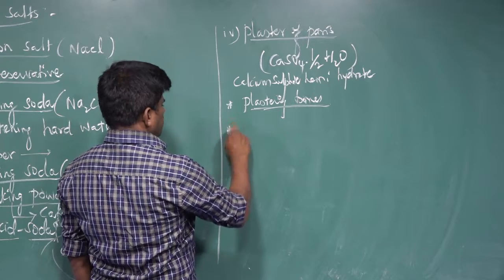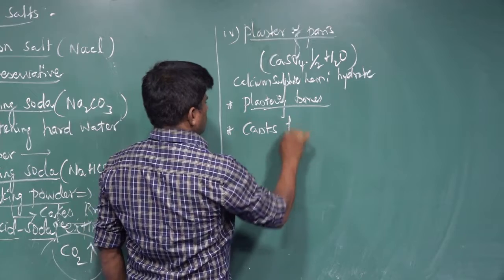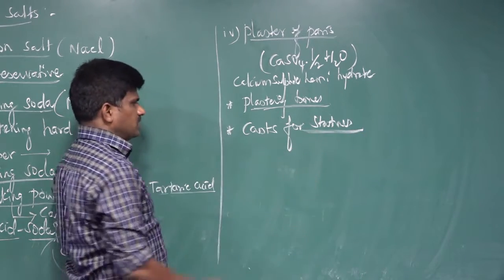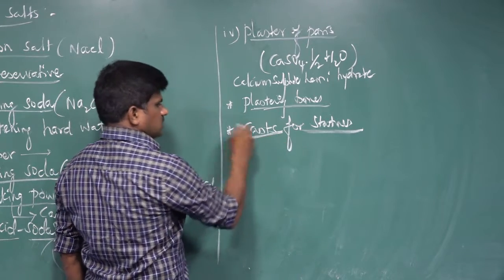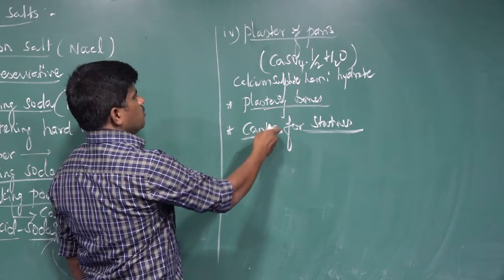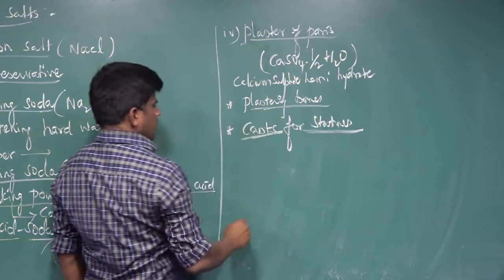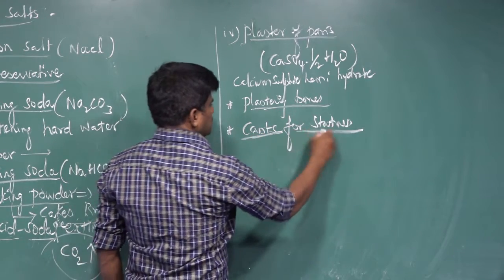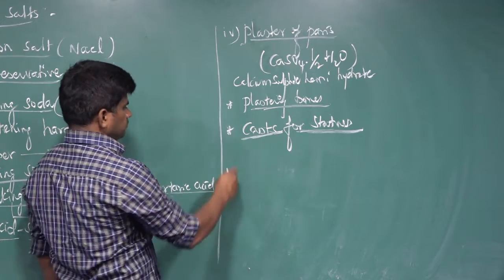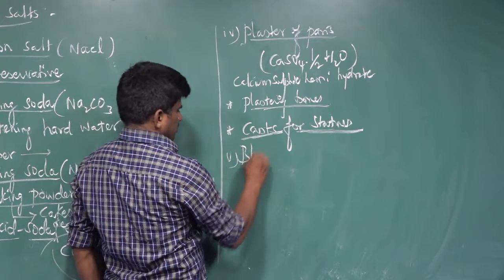It is also used in making casts for statues. For making statues, it is used as a cast. These are the two important uses of plaster of Paris: plastering bones, and making casts for statues. Next, the last salt we discuss is bleaching powder.